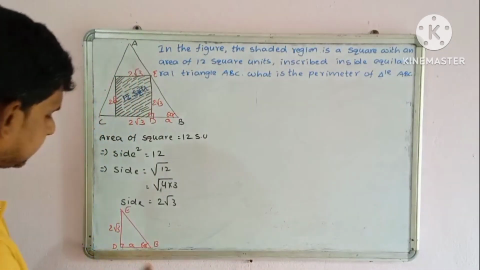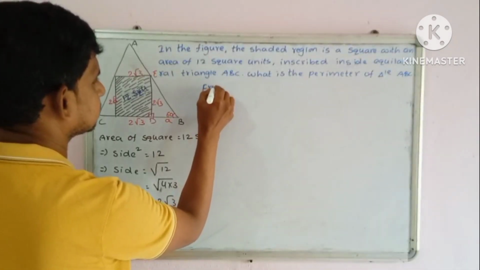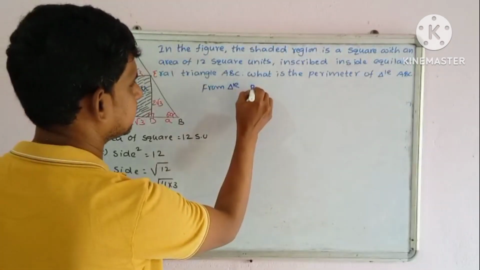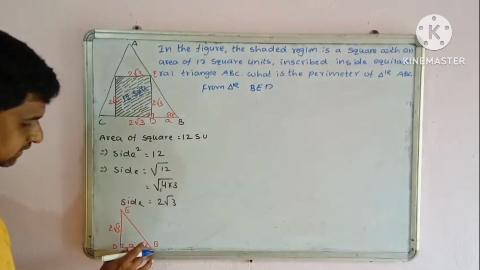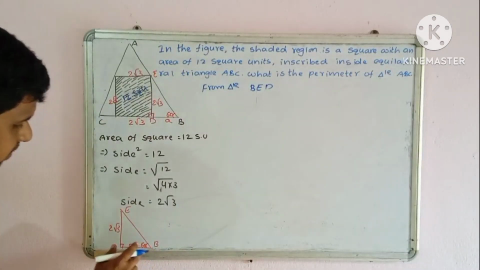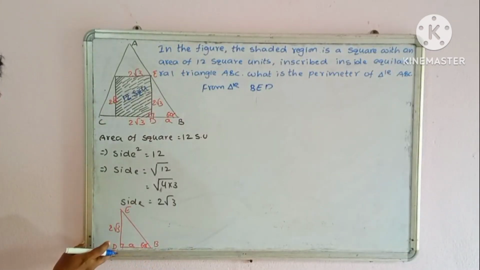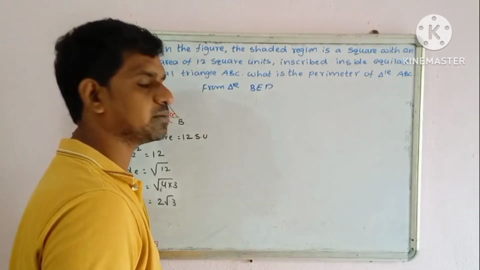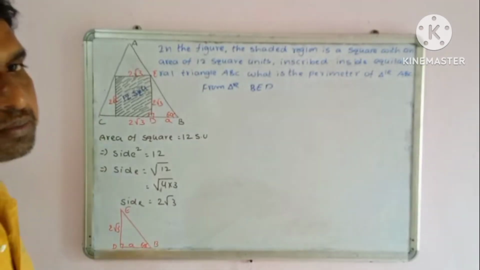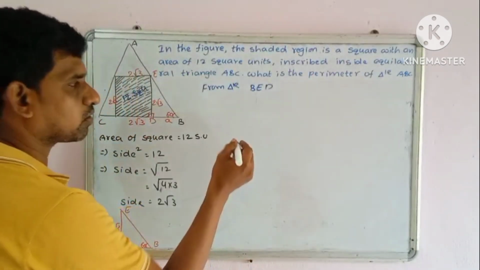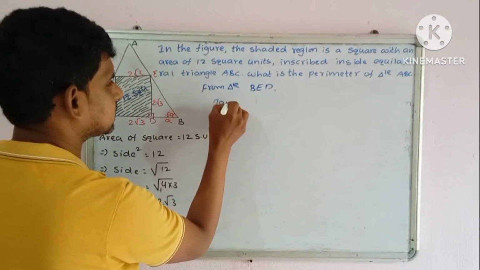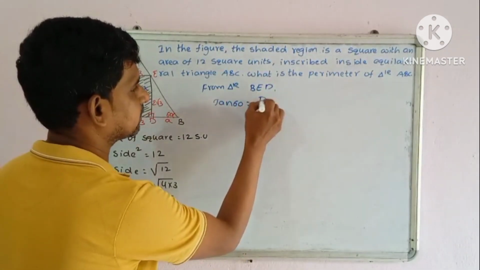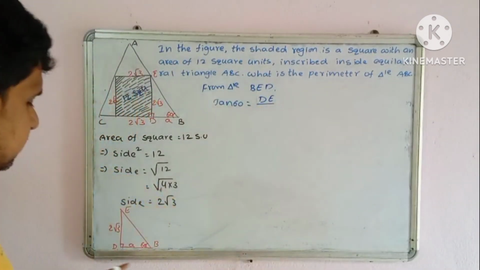Now from triangle BED. ED is the side opposite to 60, so BD is the adjacent side. What is the relation between opposite and adjacent? The relation is tan theta. From triangle BED, tan 60 equals the side opposite to 60, that means DE, by the side adjacent to 60, BD.